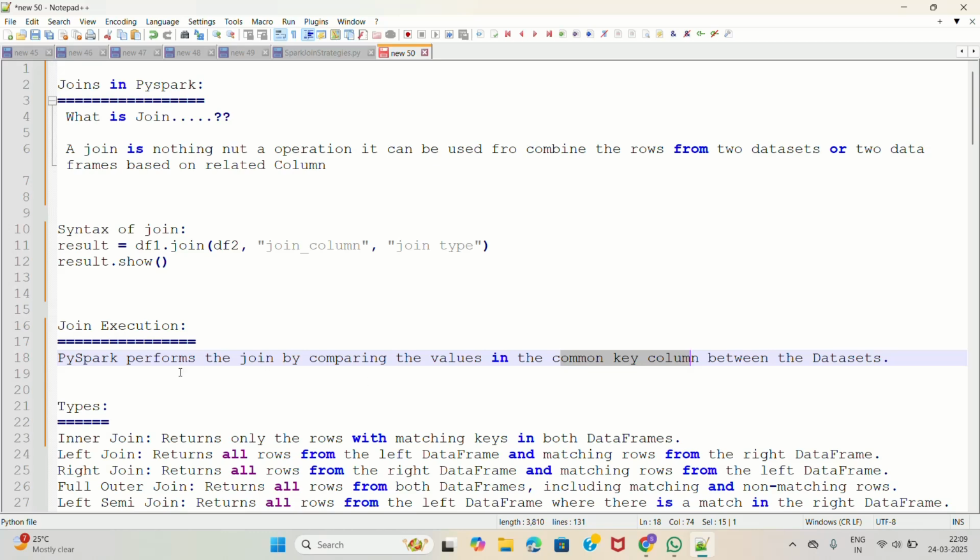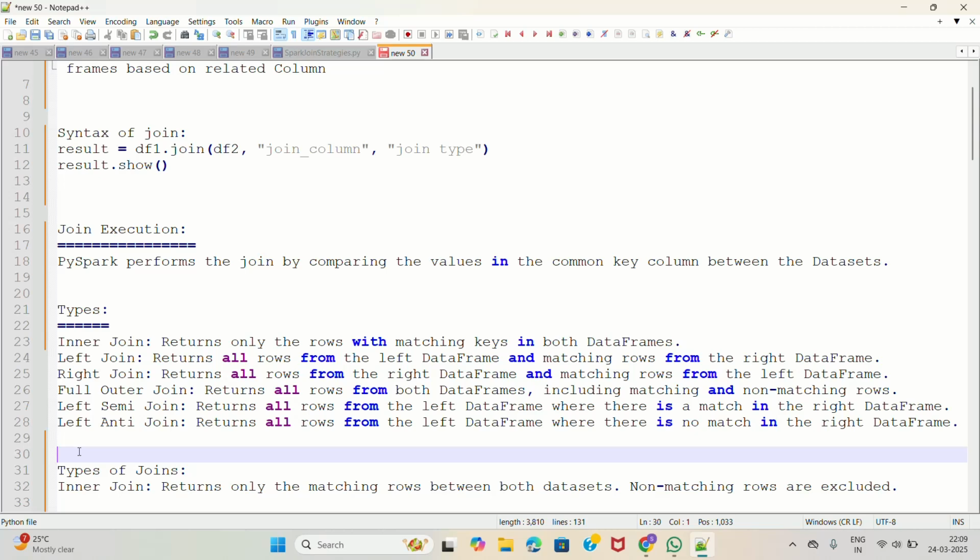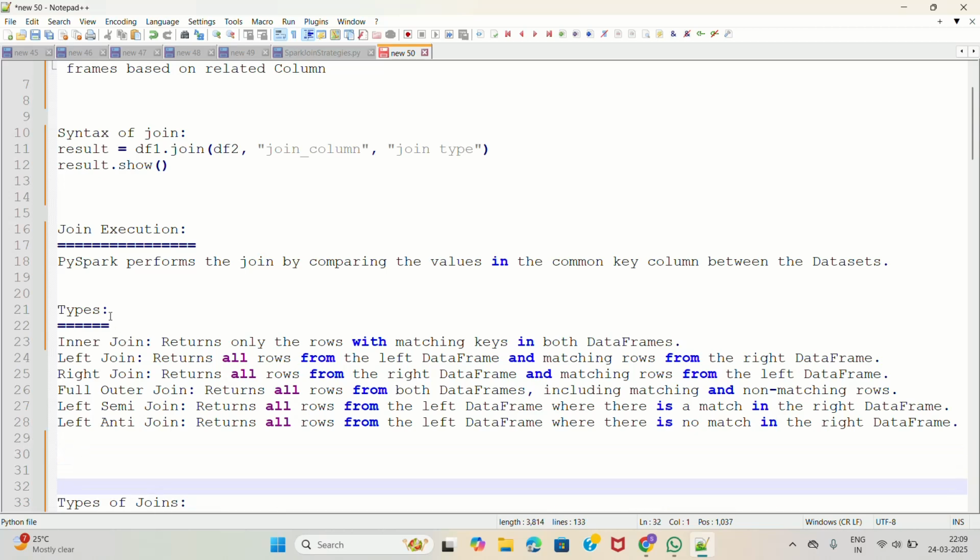Then after that we are going to look at the types of joins. The major types of joins are inner join, left join, right join, full outer join, left semi join and left anti join. The left join we can call a left outer join or left join, the right join we can call a right outer join, and there is the full outer join.